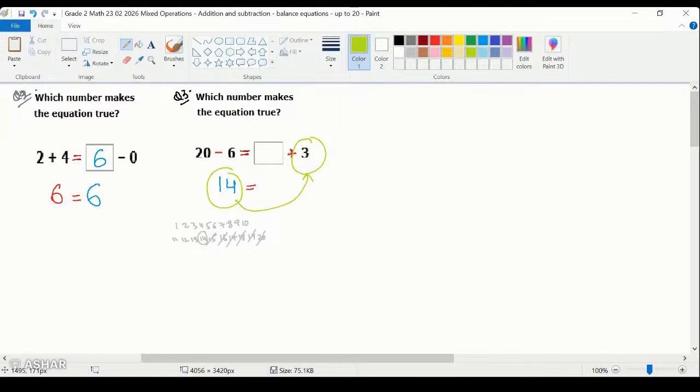Should be this number. So if I say 14 minus 3, can we say 1, 2, 3, 4, 5, 6, 7, 8, 9, 10, 11, 12, 13, and 14. If we subtract 3 numbers, we are left with 11. So can we say 11 over here? 11, May?